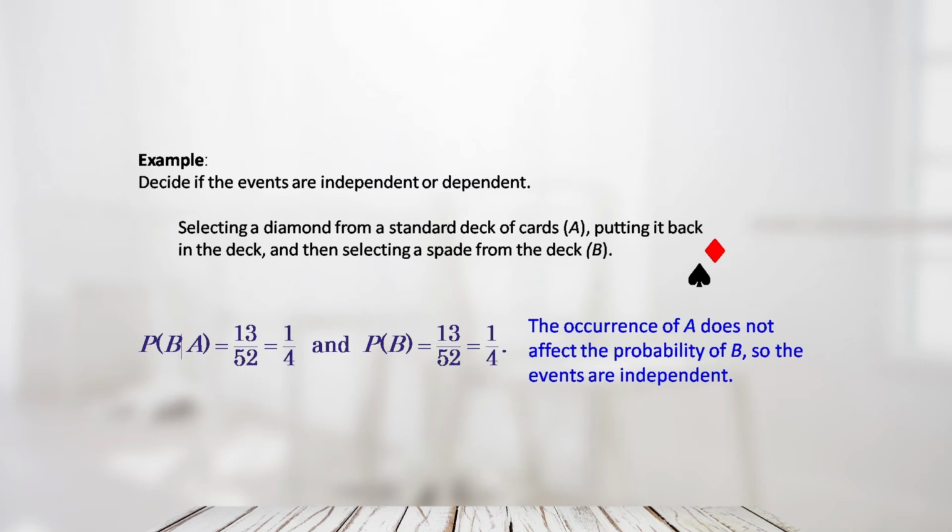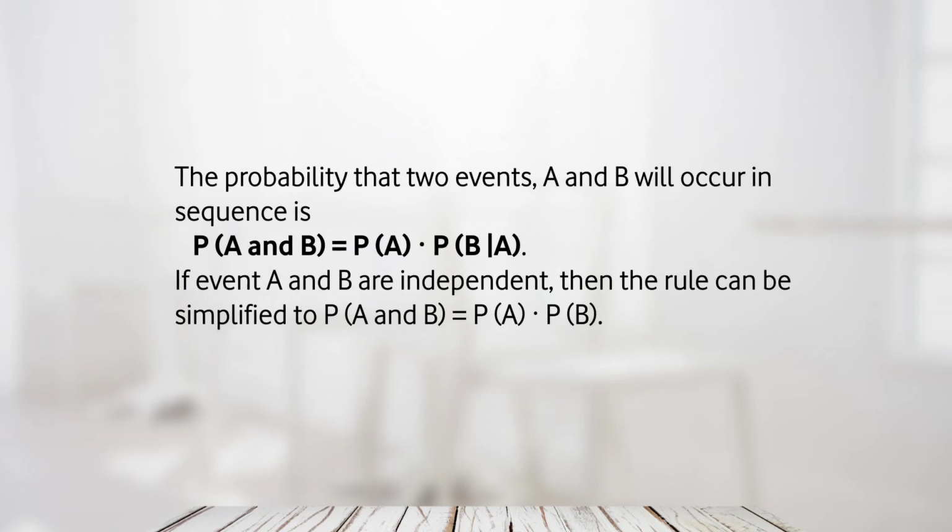What we have observed is that 13 by 52 is there, and 1 by 4 is the answer, and for B, 13 by 52 we have taken and 1 by 4 is the answer. So the occurrence of A does not affect the probability of B, so the events are independent. And if you talk about the multiplication rule, the probability that two events A and B will occur in sequence is probability of A and B, where probability of A is multiplied by probability of B given A.